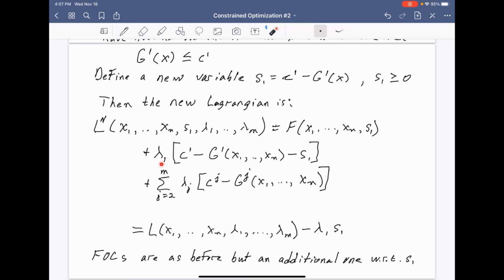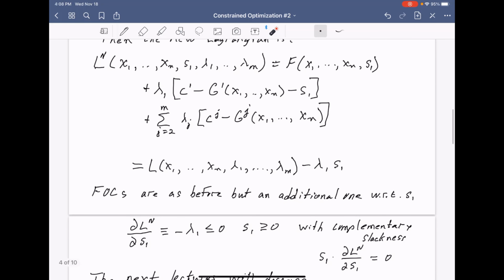Plus, and now we look at the first constraint. So we take lambda 1, multiply it by C1 minus G1 of x, so the left-hand side of that constraint function there, minus S1. And then we have the remaining constraints multiplied by this lambda j. So j now goes from 2 to m because we've taken out the first constraint. And here we just have the regular constraints which we had before. So we can rewrite this new Lagrangian as the old Lagrangian minus lambda 1 times S1.